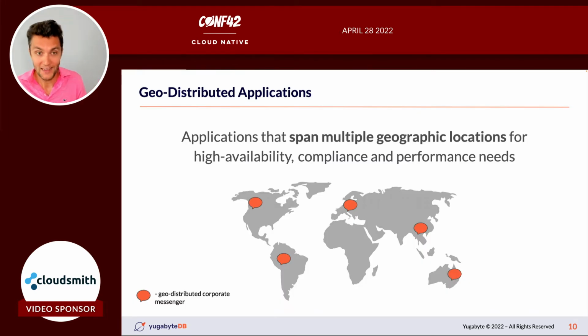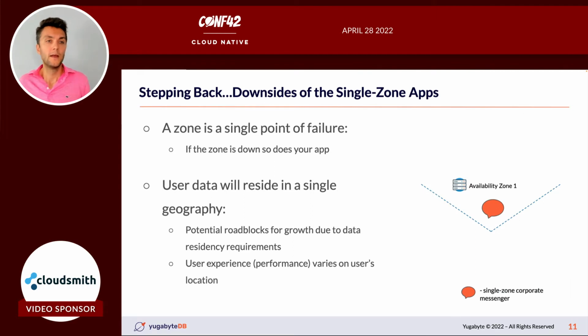A geo-distributed application is an application that spans multiple geographic locations, for high availability, compliance, and performance needs. On this picture, we will start talking about our geo-distributed corporate messenger. This picture shows that our messenger instances and components of this solution run across the globe. We have North America, South America, Asia, and other locations. But let's quickly step back.